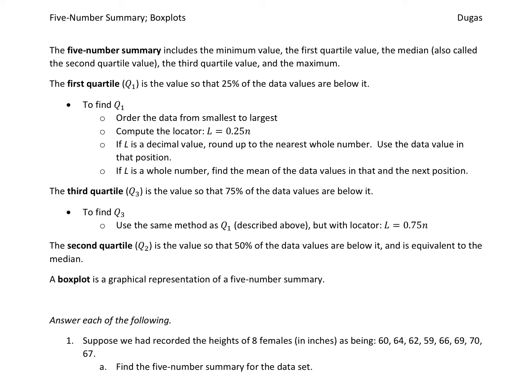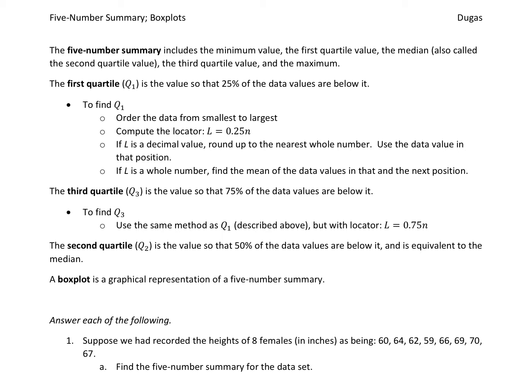In this video, we will be discussing how to make 5-number summaries and how to make box plots from that information. So the 5-number summary includes the minimum value and the maximum value, along with the first quartile, the second quartile, and the third quartile. Now the second quartile we've already talked about. That is called the median. So let's discuss what a quartile is.